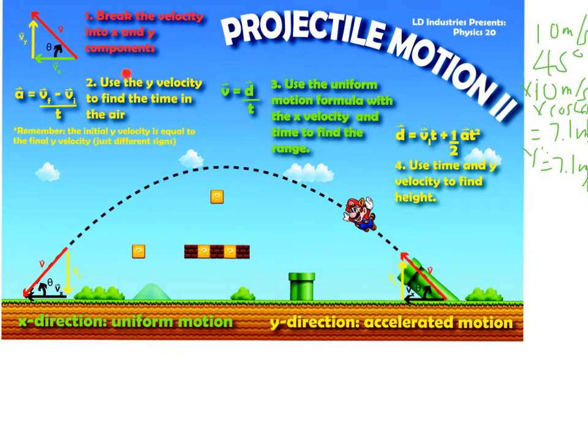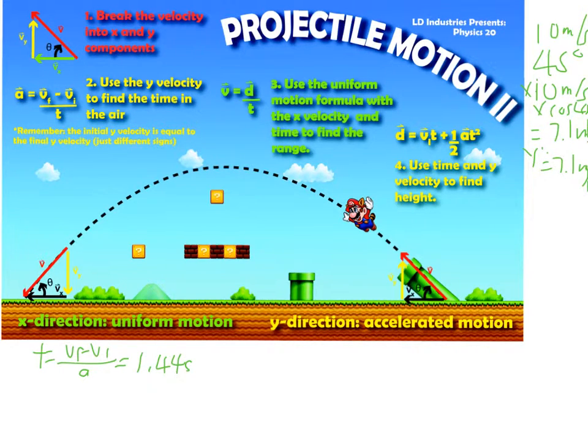Now, step two, we have to use the y velocity to find the total time in the air. And remember, the initial y velocity is equal to the final y velocity, just a different sign. So then we can use the formula a equals (vf minus vi) divided by t. To rearrange for time, we'll get t is (vf minus vi) divided by a. a here, remember, is negative 9.81 meters per second squared. So if you crunch the numbers, the answer is 1.44 seconds. So that's step two.